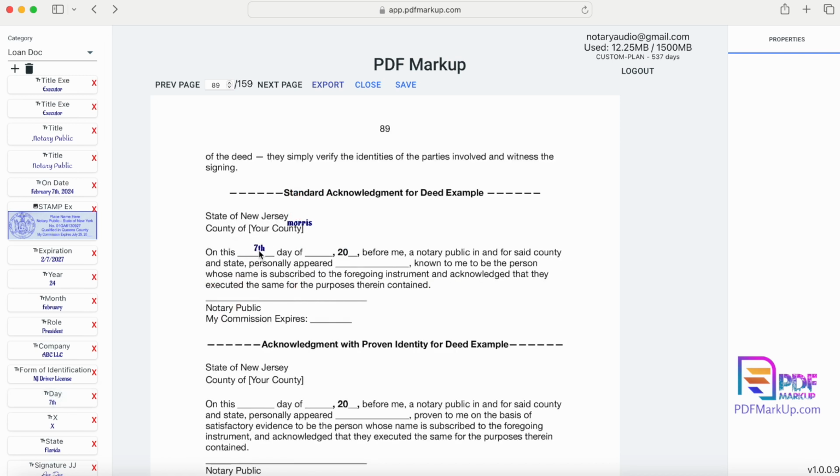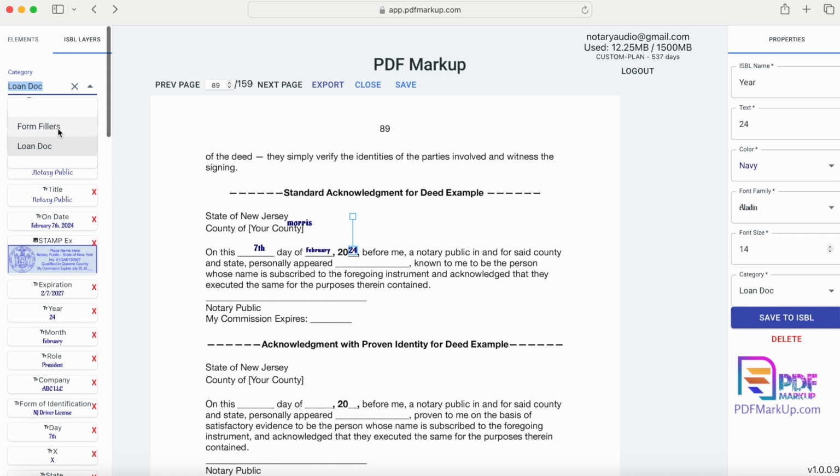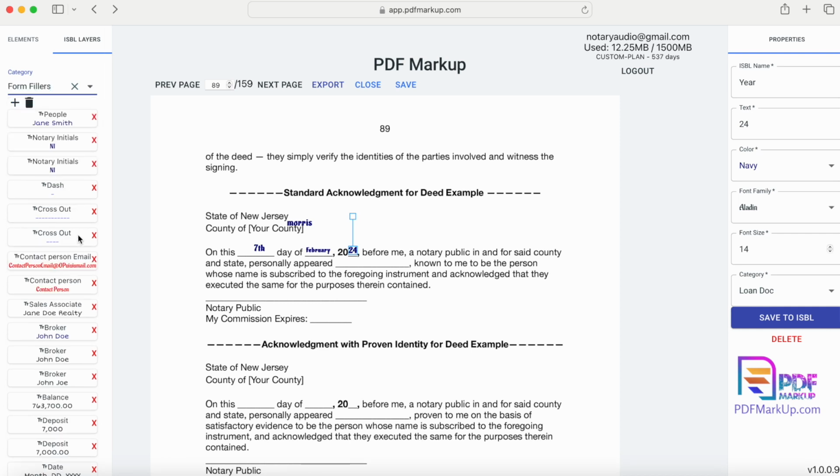On this 7th day of 2024, before me a notary public in and for said county and state personally appeared John Doe. But in your case, it's whoever appeared in front of you. Known to me to be the person whose name is subscribed to the foregoing instrument and acknowledged that they executed the same for the purpose therein contained.